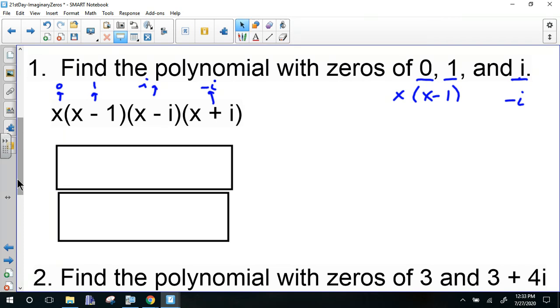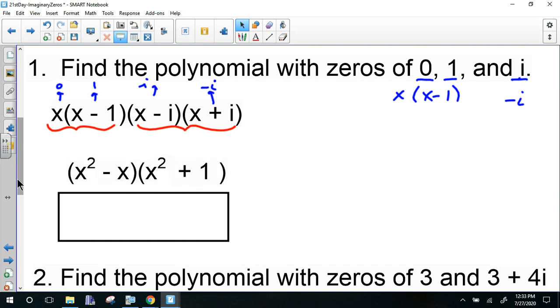I'm going to multiply together x times x minus 1, and I'm going to multiply together x minus i times x plus i. Because I know if I do that, I'm going to get an i squared. Okay? And i squared equals negative 1. So if I multiply these together, I get that. And if I make that a negative 1, I get a positive 1.